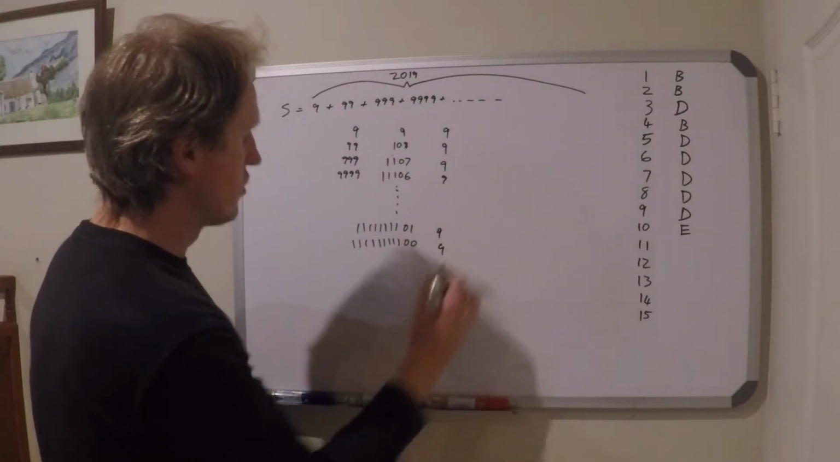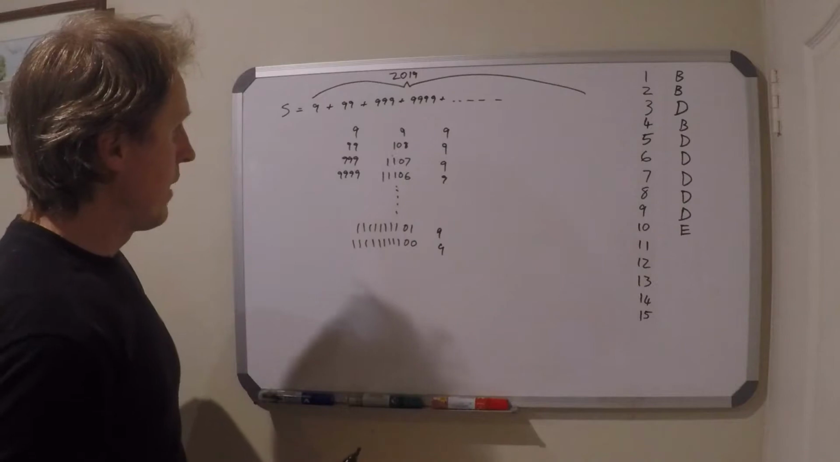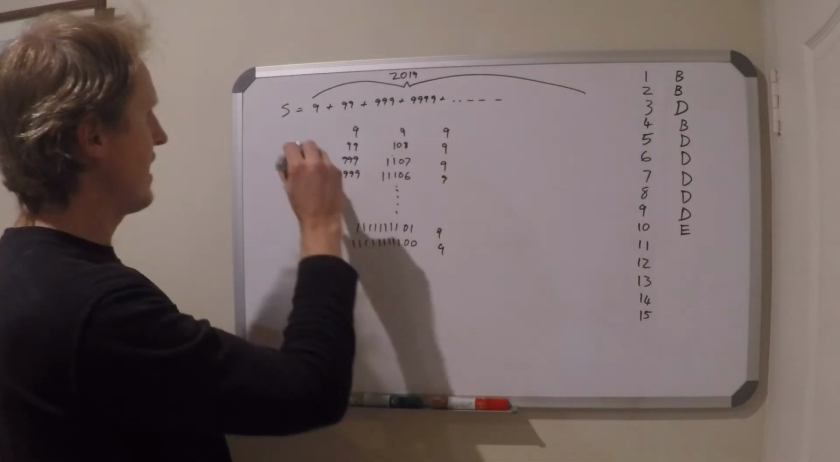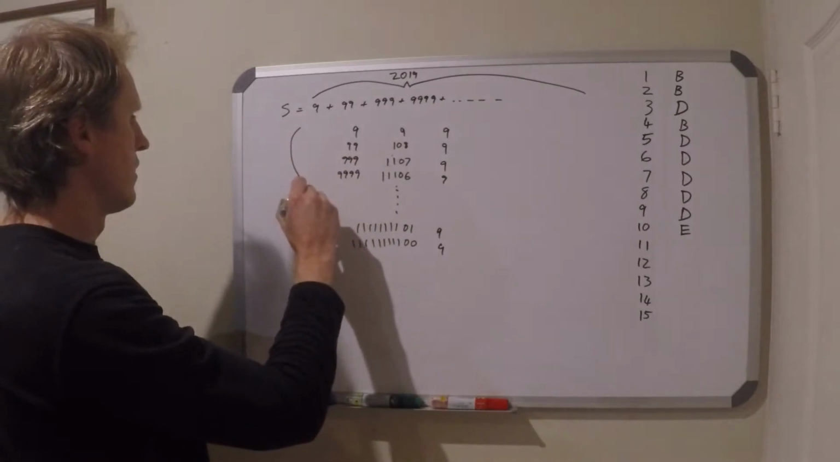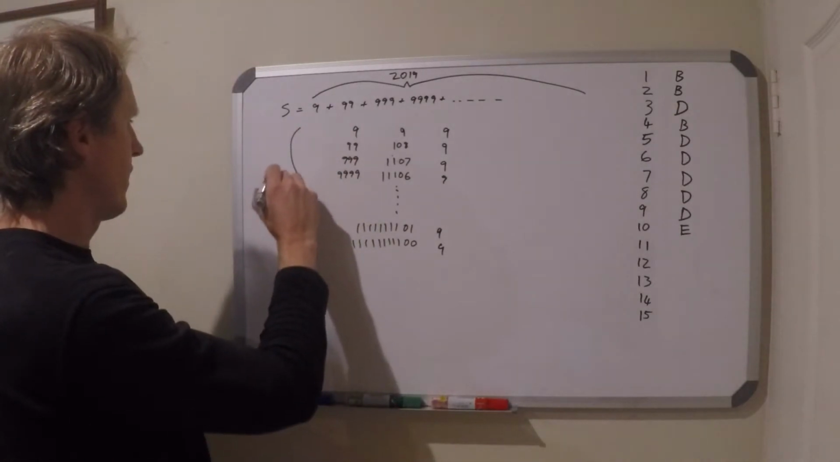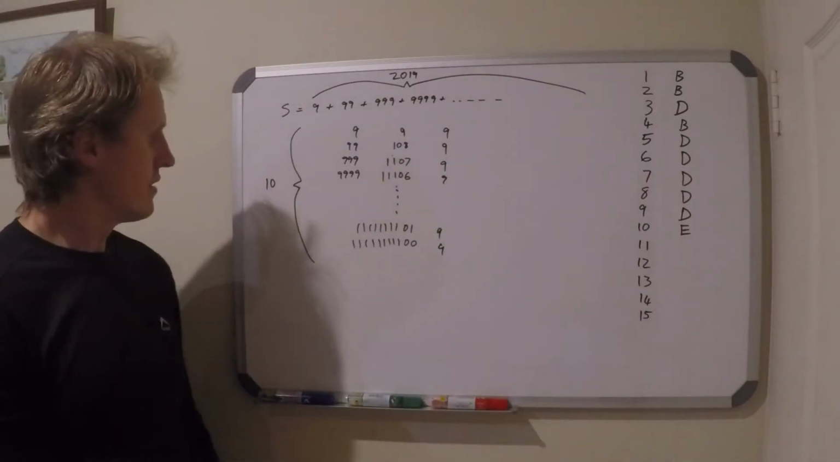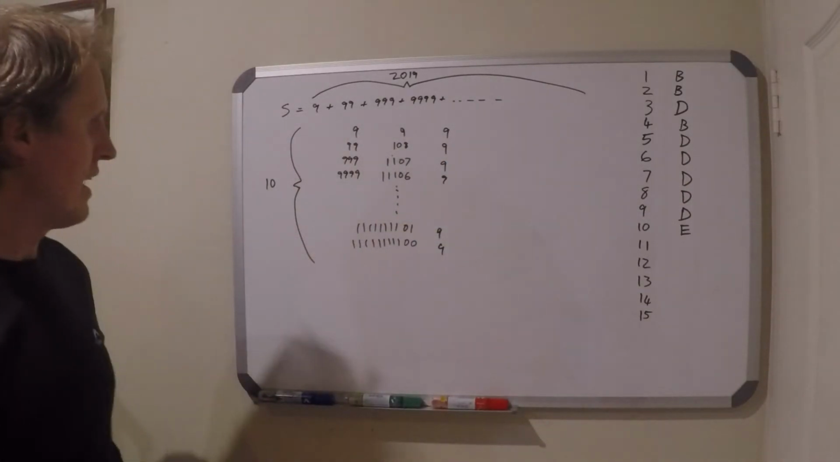Okay, so in total there were 10. So that's the first 10 numbers in the sequence. Should we see what happens at 11?